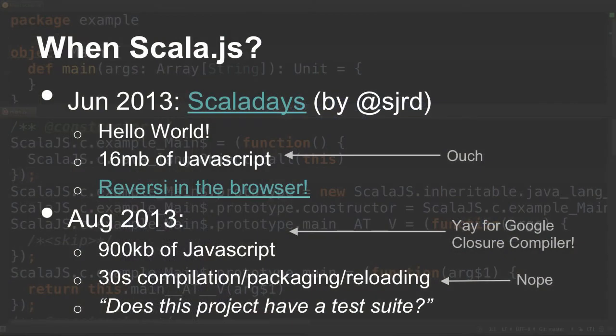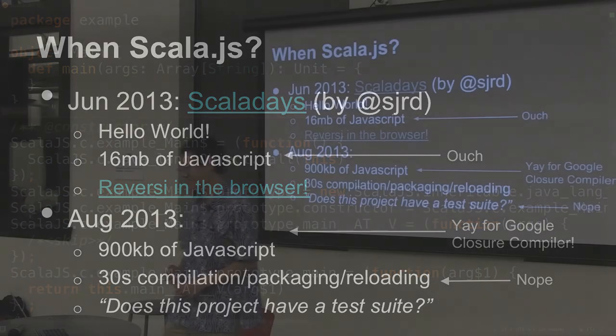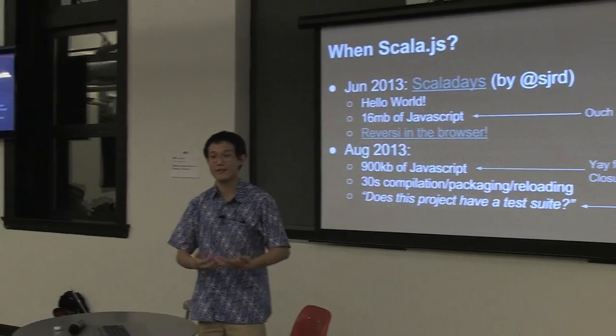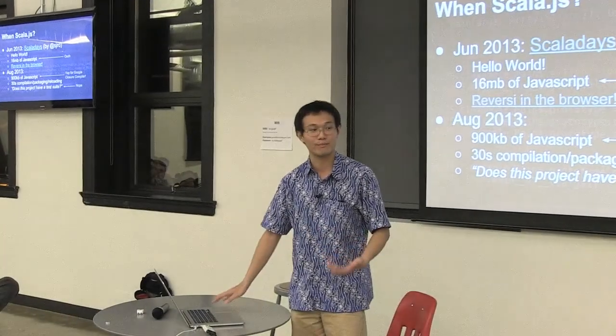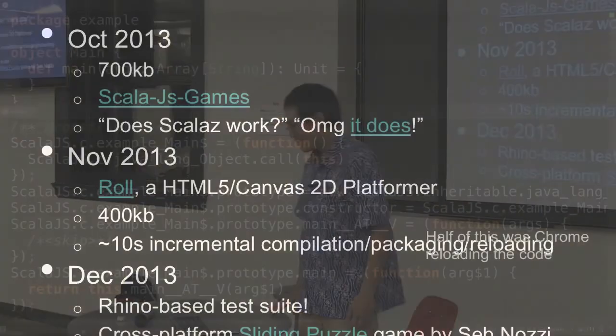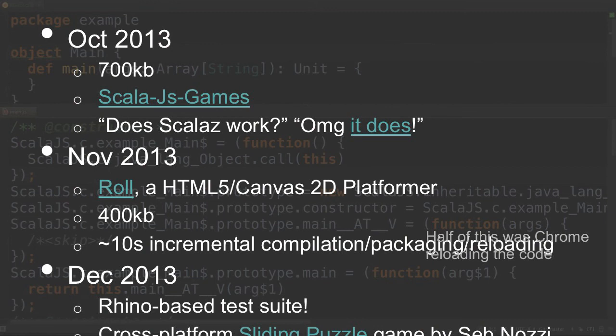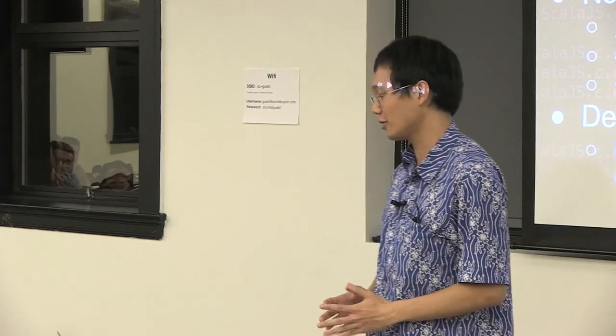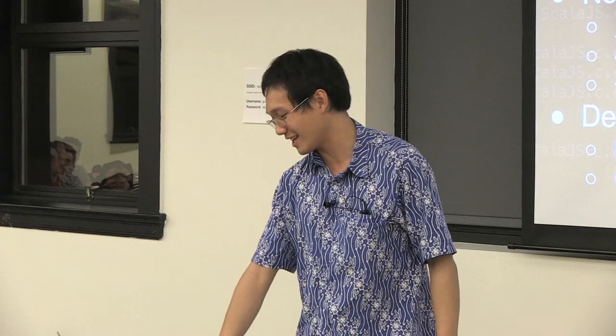By August, we had it down to a smaller bundle of JavaScript. It still took a while to reload and recompile the application. By October, it was even smaller. I made the games that I showed you. Someone managed to compile Scalaz to JavaScript. Everything worked. The whole test suite passed. In November, I made Roll, which is another game which I'll show you in a moment. Probably one of the larger applications that have been made using Scala.js so far. And we're down to 400 kilobytes. In December, we finally have a test suite.